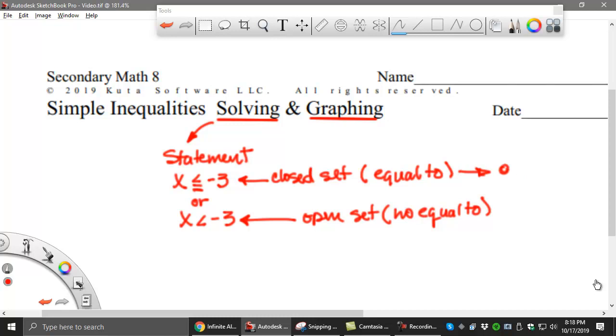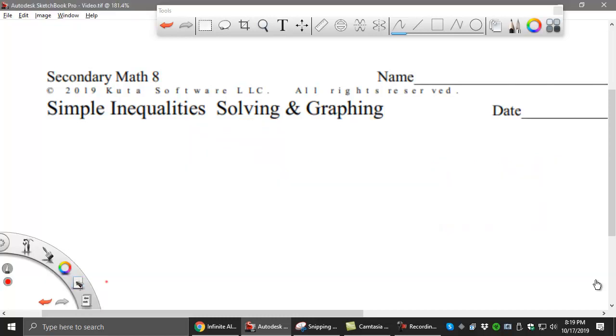So if you have an open set, it'll be a circle. In the first one, we have a closed set. You show it by a colored dot or a colored circle, and then in the open set you show it by a circle that is not colored in. I kind of call them a Cheerio and a Skittle because one of them is colored in.